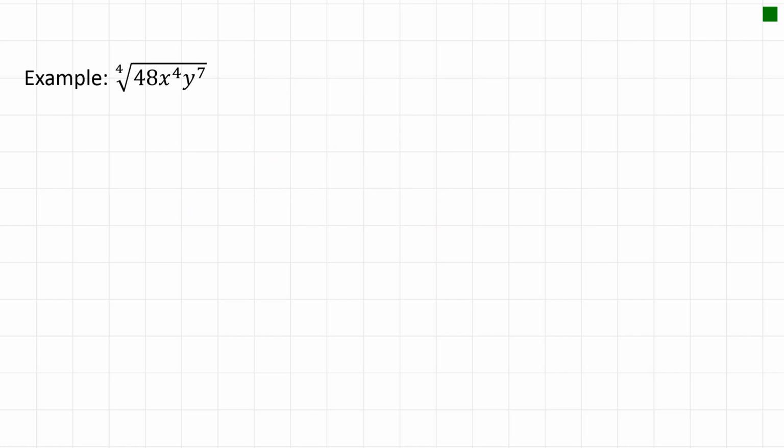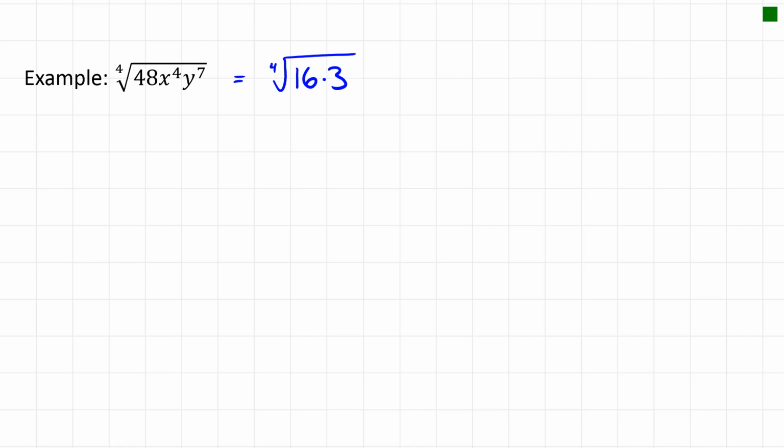Here I have a fourth root. So this is where I'm going to need my calculator's help. What's the largest perfect fourth in 48? Well, I need to know some powers of 4. So I could try 2 to the power of 4 to start. And I get 16. And so 48 can be divided by 16. And 48 divided by 16 is 3. So how about that? I use 16 times 3 for 48.